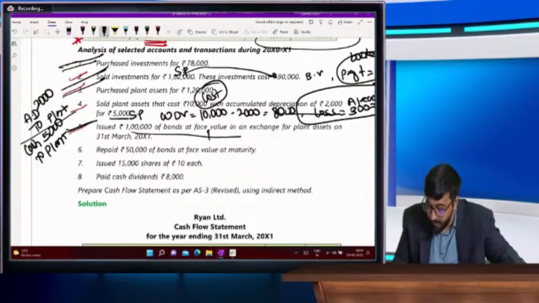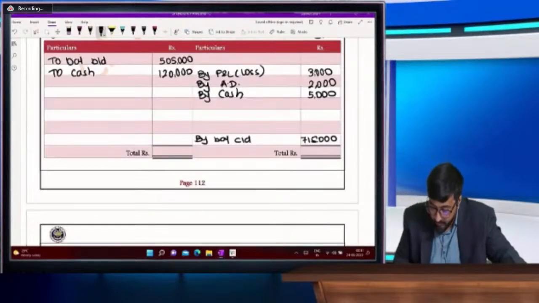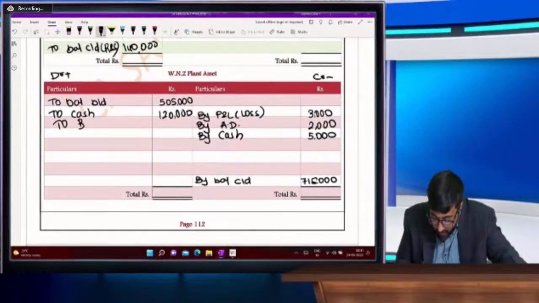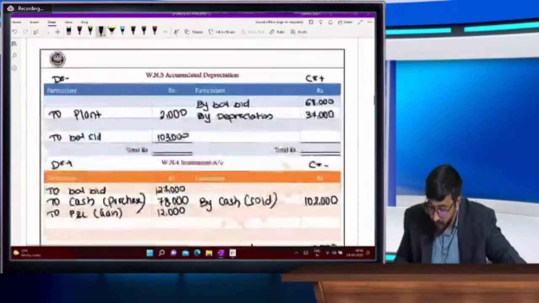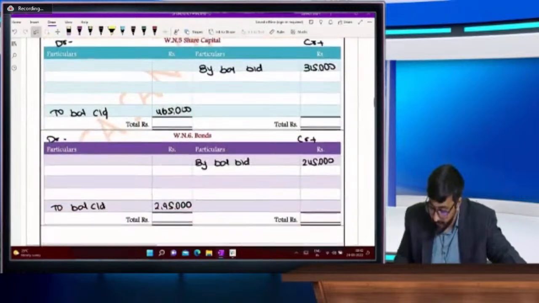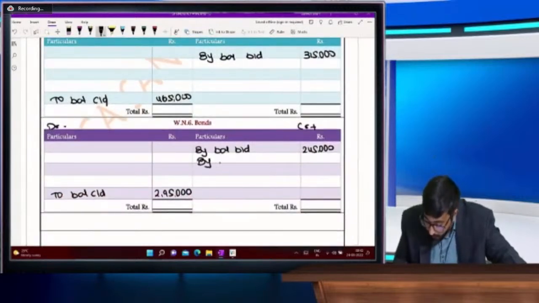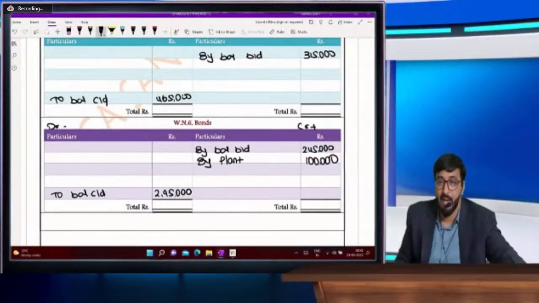Loss is already booked. Issued 1 lakh of bonds in exchange for plant. So the entry will be plant account debit to bonds. Plant account debit to bonds 1 lakh, and bonds credit by plant 1 lakh.